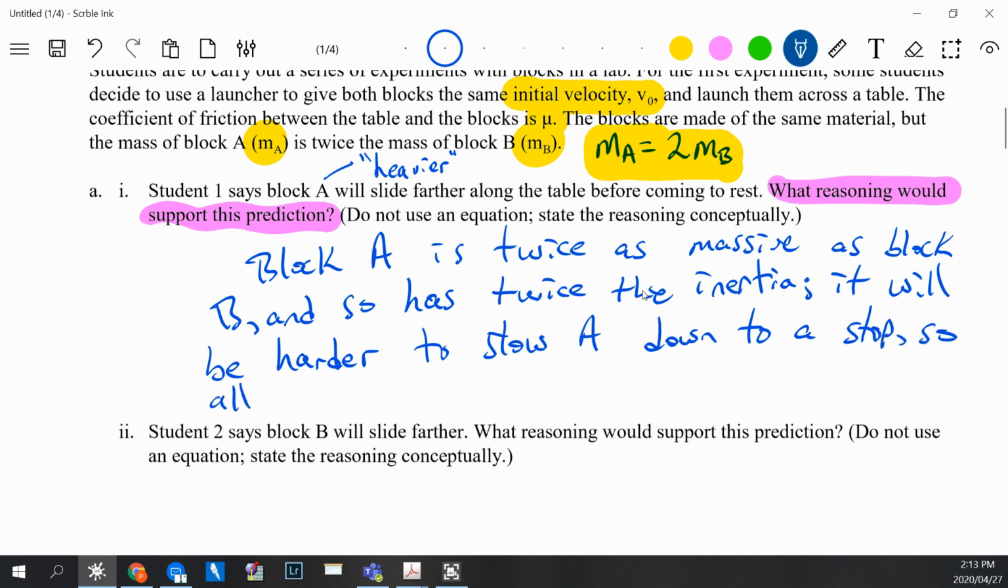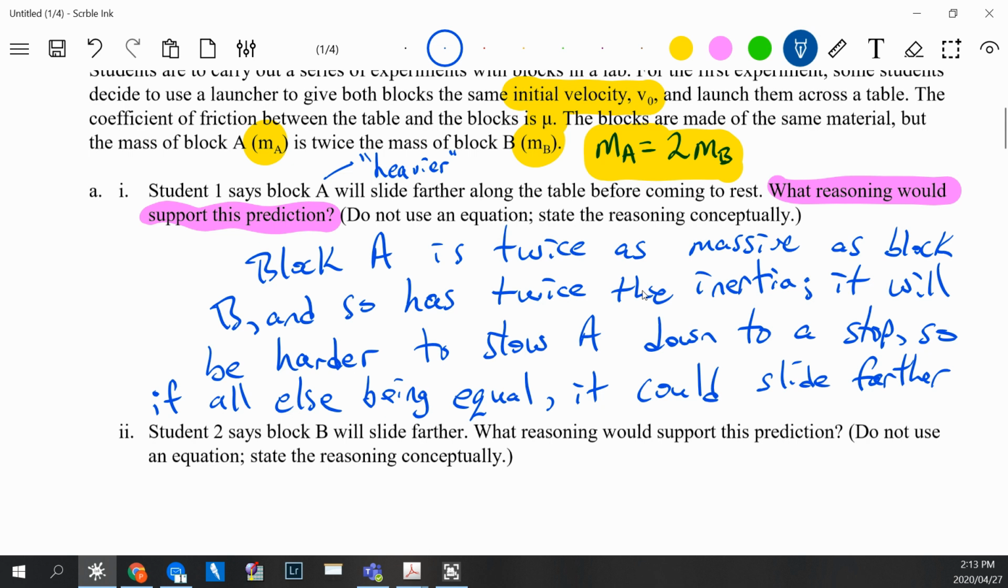So all else being equal, and of course the devil is in the details because I don't think that all else really is equal, but if all else, in fact, how about if I even put a little if in there? So if all else being equal, it could, again being a little bit loose here because I've already thought this through and it is not going to slide farther, it could slide farther because of this. All right, that's probably enough for that.